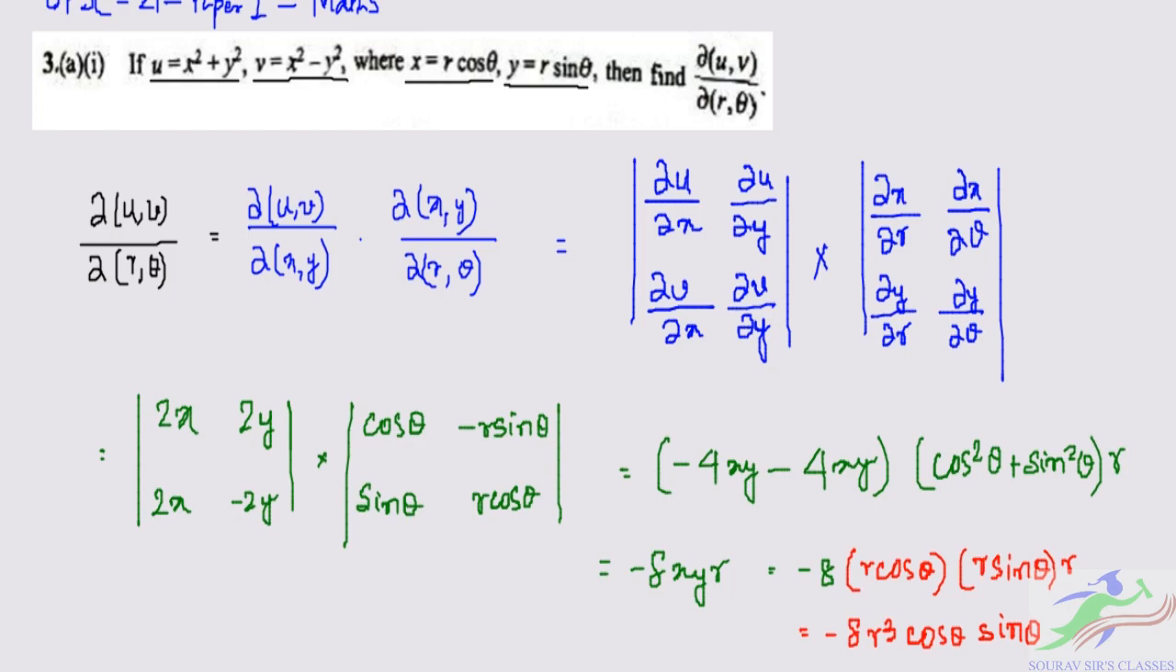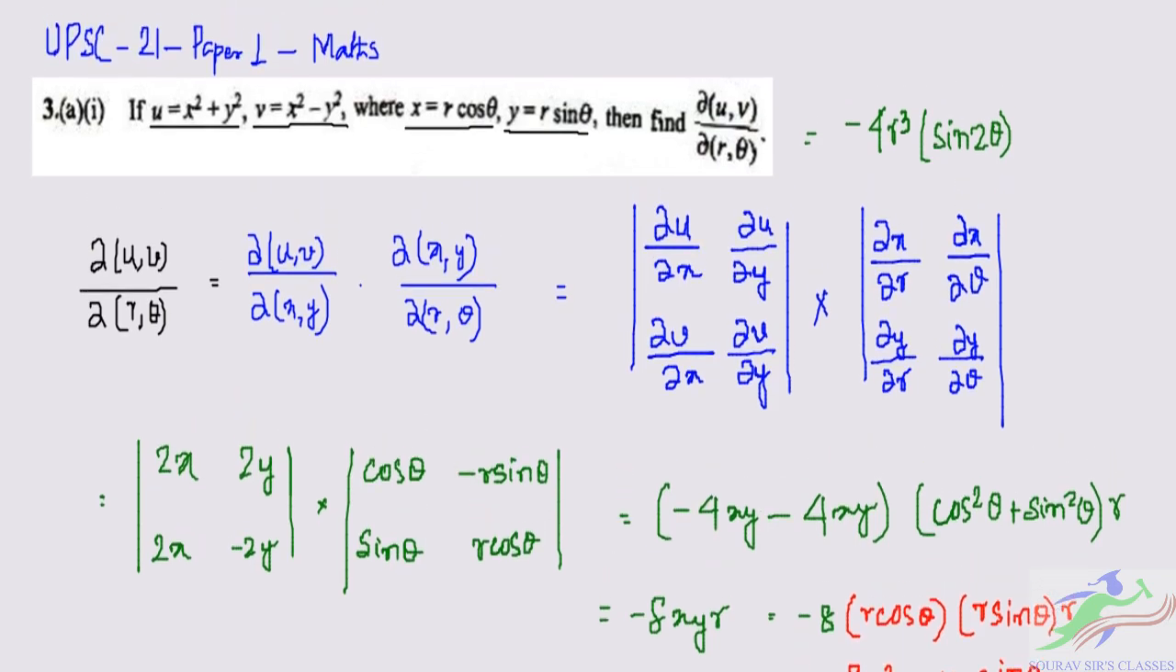So that will be the answer of this particular partial derivative. It is minus 4 r cube sin 2 theta. Here I have shown all the steps explicitly, as you can see. So this is a quite easy problem, right? So okay, let's move to the next one, that is 3a part 2.